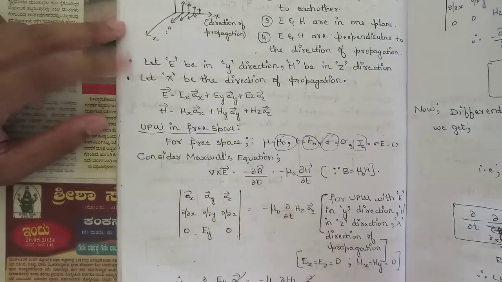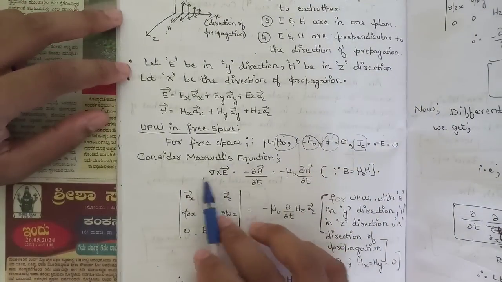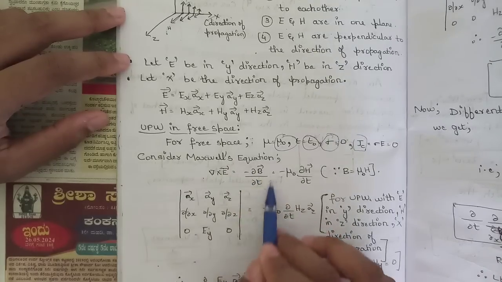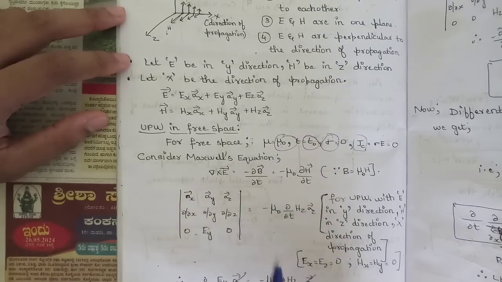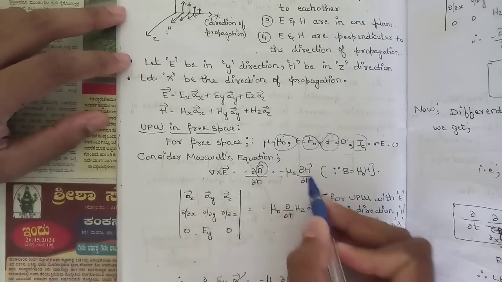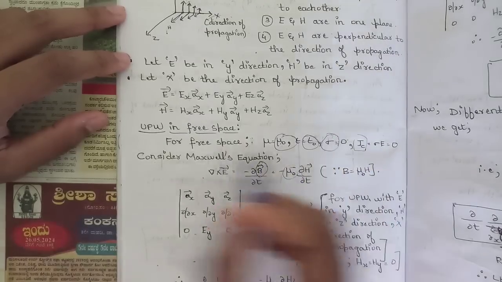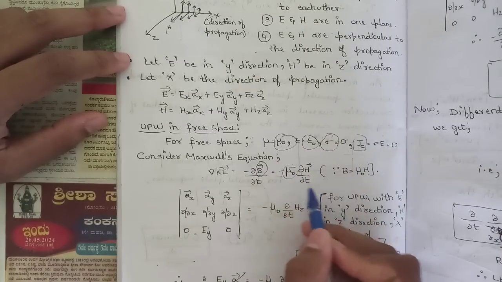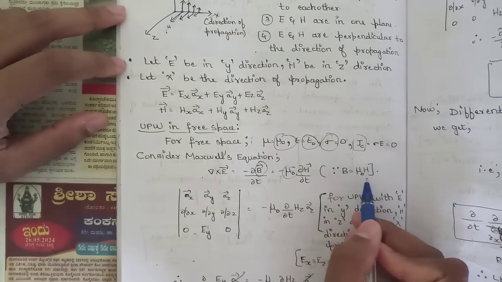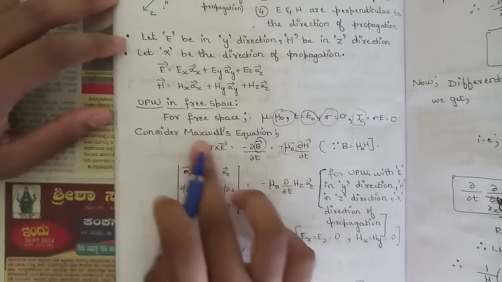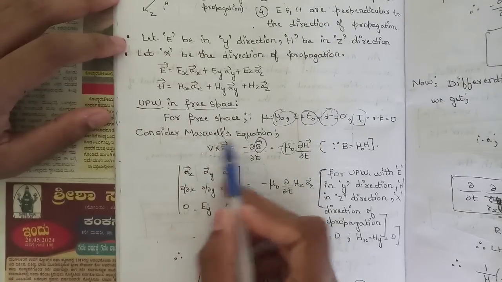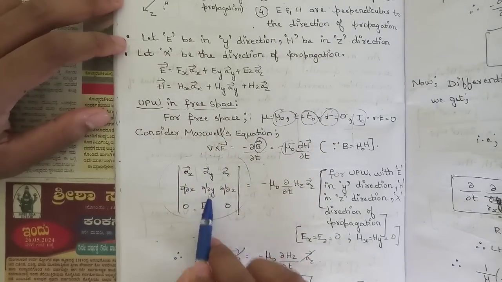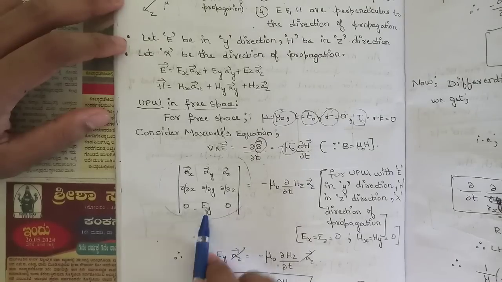So now let's consider the Maxwell's equation, that is del cross E is equal to minus dou B by dou T. This relation we have got from Faraday's law. Consider that equation, and here B is equal to mu times H, but in free space mu is equal to mu naught, so that's why minus mu naught dou H by dou T, since B is equal to mu naught H. Okay, so now this del cross E, substitute it, take the determinant, that is Ax, Ay, Az, dou by dou X, dou by dou Y, dou by dou Z, 0, Ey, 0.